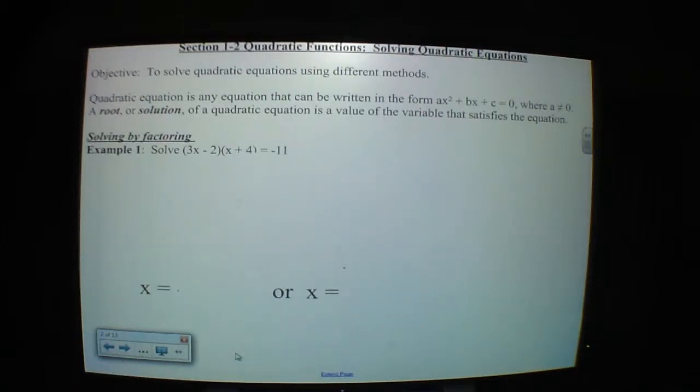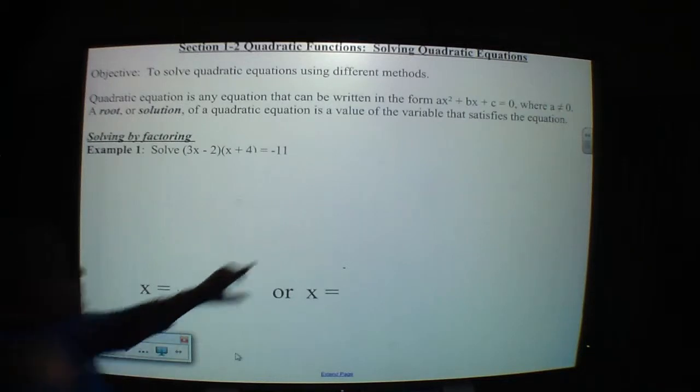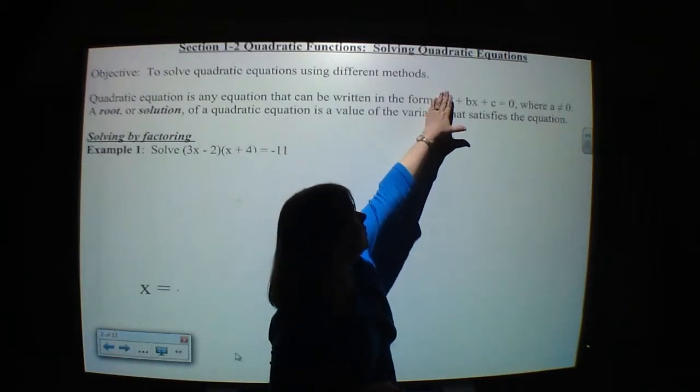Solving quadratic functions, solving quadratic equations. This is section 2. We're going to solve quadratic equations using different methods. A quadratic equation is any equation that can be written in the form of ax squared plus bx plus c is equal to 0, where a is not equal to 0, because if a were equal to 0, it would be a linear equation.